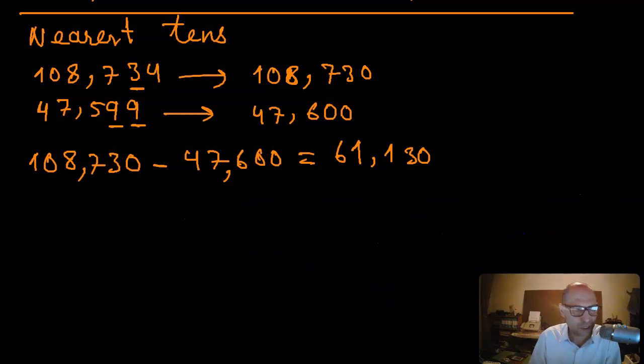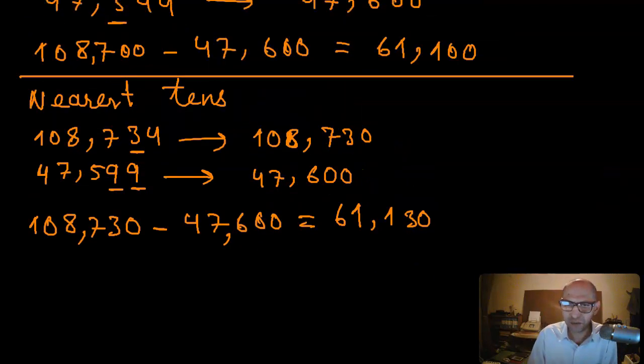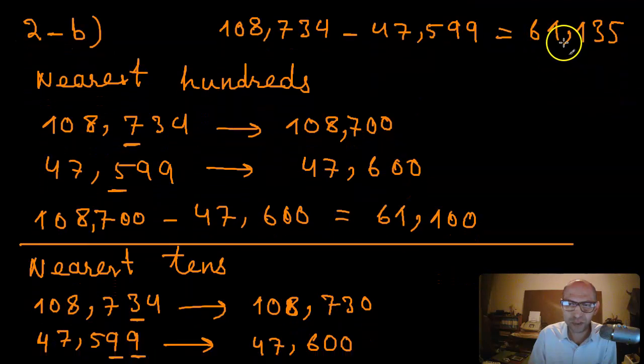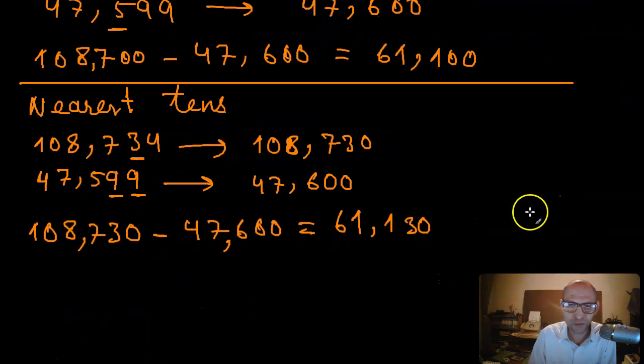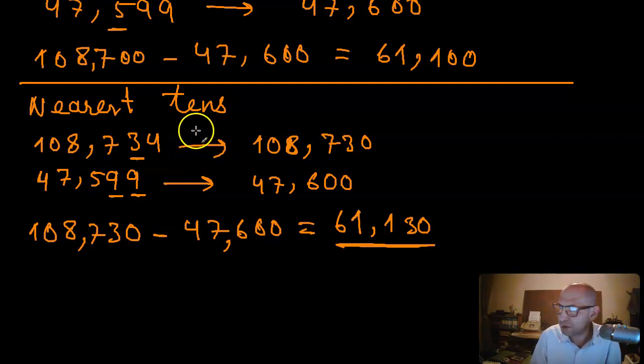So you see over here that when you round your numbers to the nearest tens, the actual number is 61,135. And then the estimated sum is 61,130, so the difference is only 5, right? So that's another part of this question. And again, that shows that in your rounding, it's just a rule based on the way that numbers work.